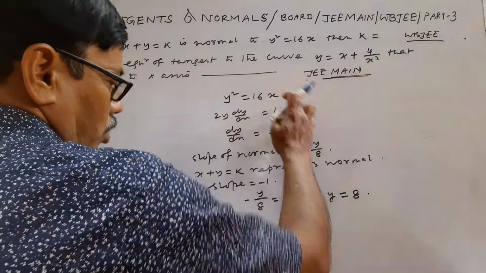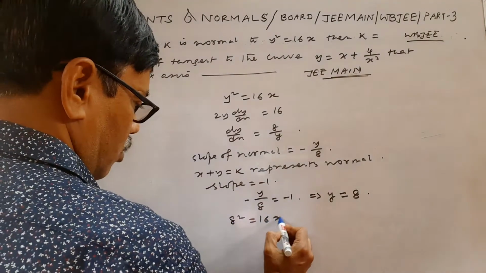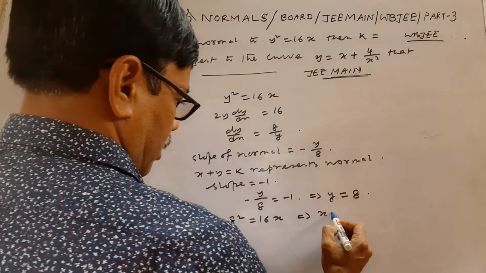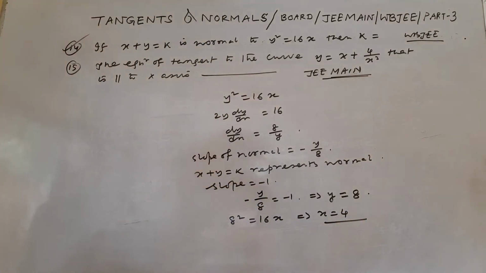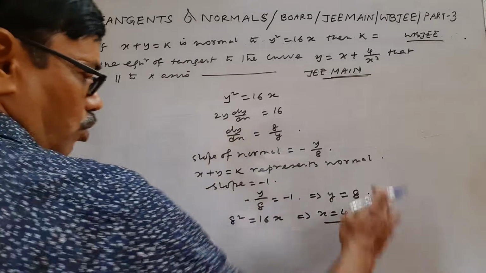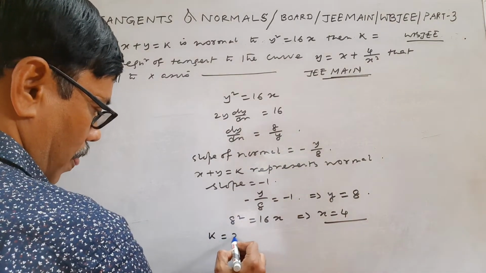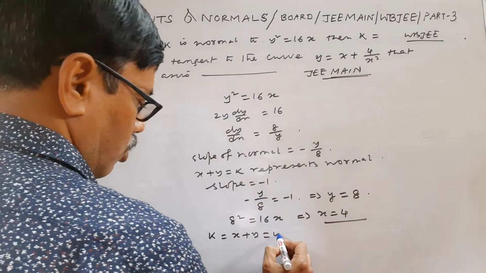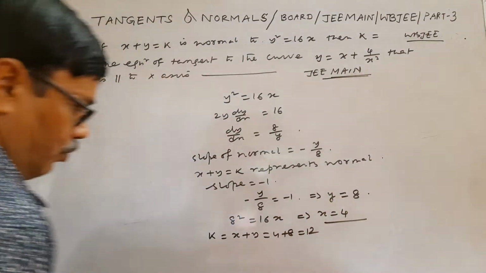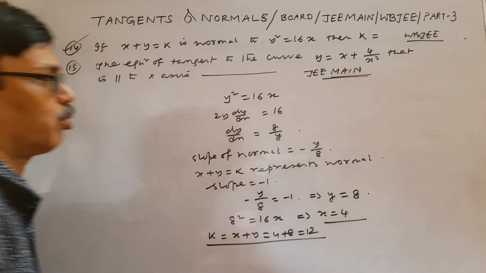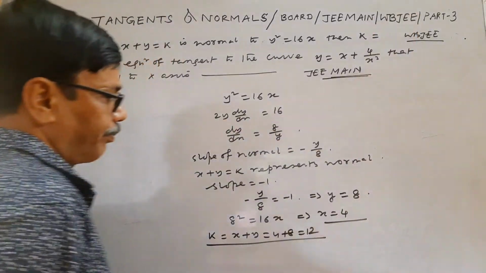So if y equals 8, then 8 square equals 16 into x. So x equals 4. So we are getting x and y. Now what is k? x plus y. So 4 plus 8, this one is 12. So the value of k is 12. So this is a 1 mark problem.